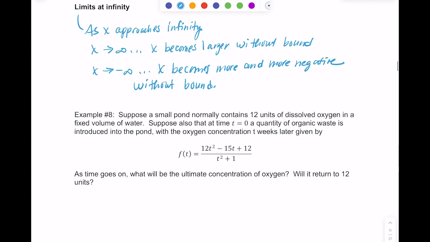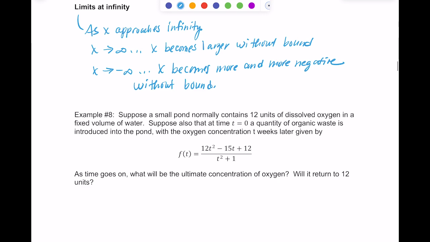Okay, let's look at an application, which you can pause the video to read and then unpause when you're ready to review. Suppose a small pond normally contains 12 units of dissolved oxygen in a fixed volume of water. Suppose also that at time t equals 0, which is just your starting time, a quantity of organic waste is introduced into the pond, with the oxygen concentration t weeks later given by f of t equals 12t squared minus 15t plus 12 divided by t squared plus 1. As time goes on, what will be the ultimate concentration of oxygen?